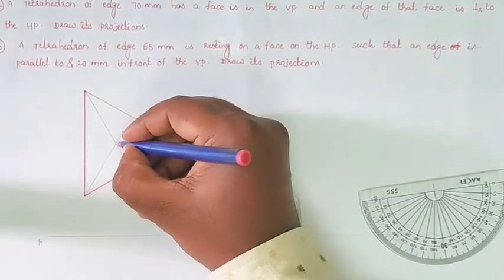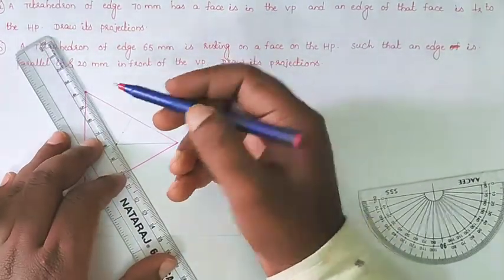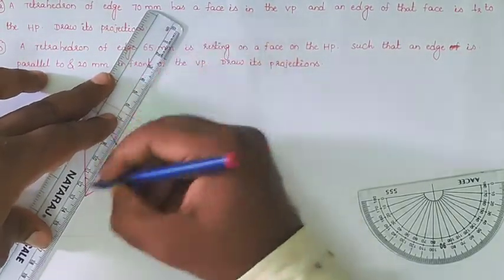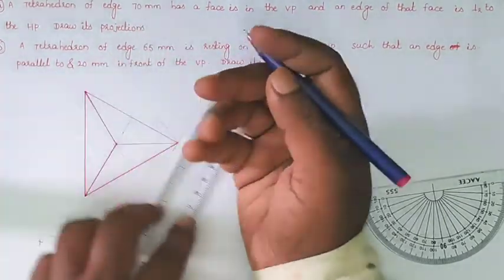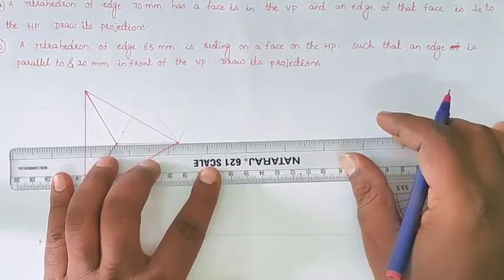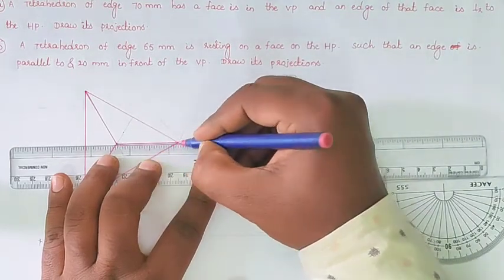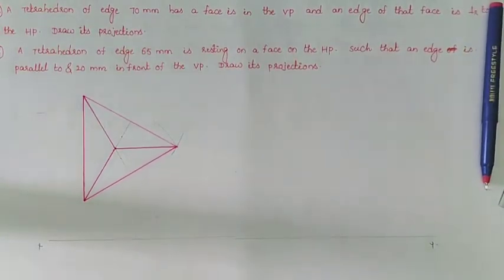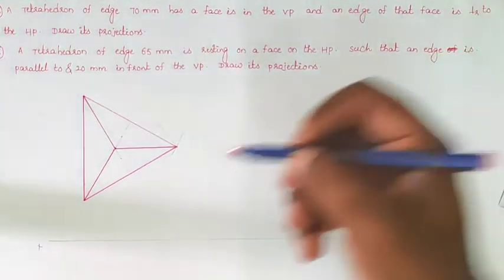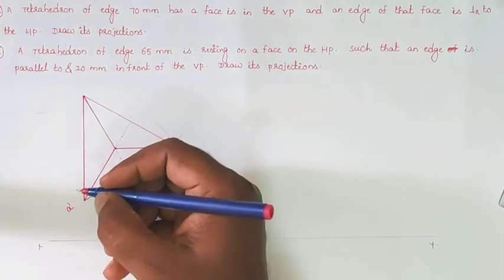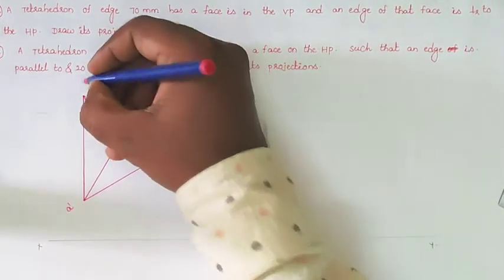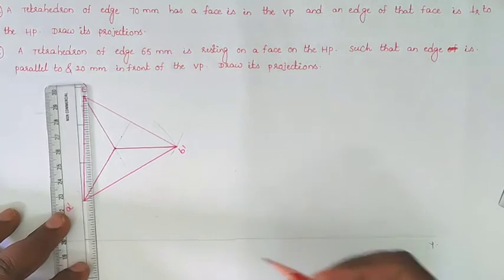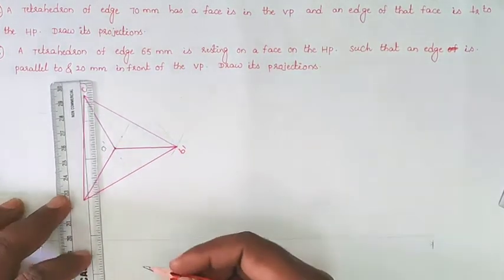So this is the center. Here the inner edges are also made thick. So this is the front view of our diagram. Here I am locating A dash, here B dash, and here C dash. After locating these from the center of that front view, we will draw the axis line.